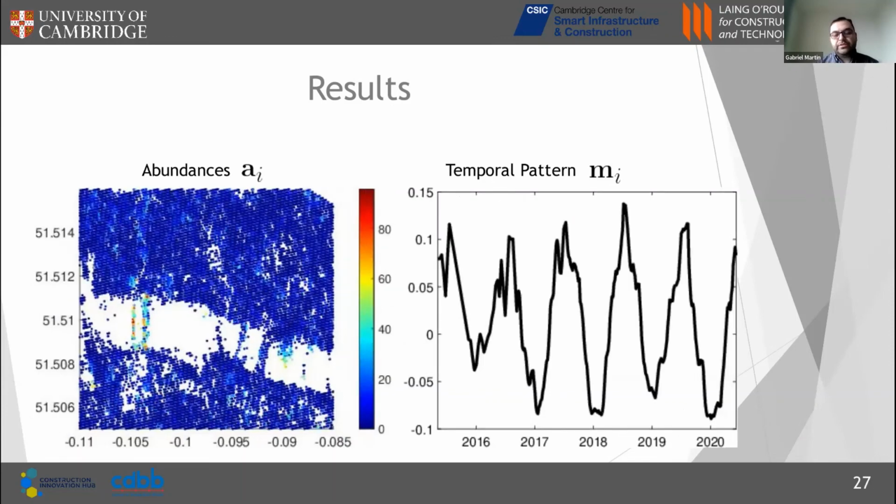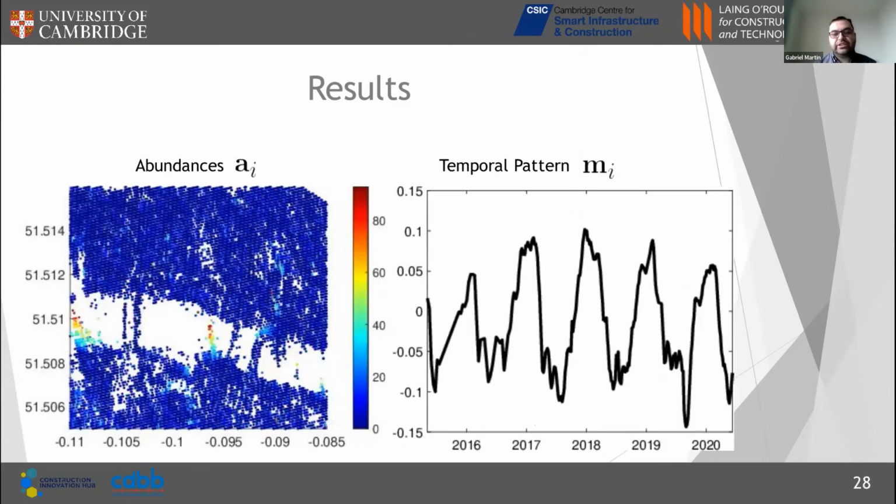Then we can observe here another pattern that has been extracted that corresponds to the Blackfriars Bridge, and we can observe at which point this thermal component is much stronger or not. And here we can see that the pattern corresponds to positive displacement in summer and negative in winter due to seasonal temperature changes.